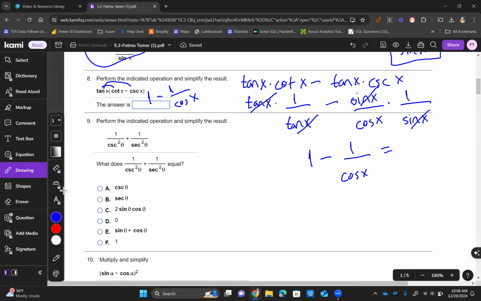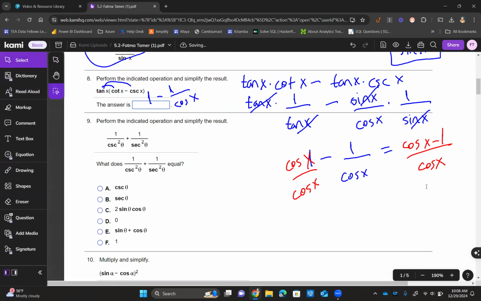So if I change the 1 as cos x over cos x first, the denominators will match now. So I can also rewrite this expression as cos x minus 1 over cos x. If this answer is not accepted, I will try this answer.